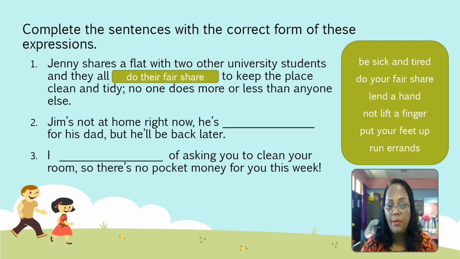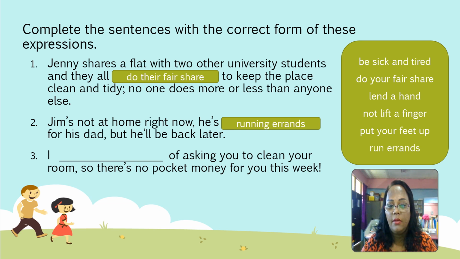Okay, so Jim's not at home right now. Okay, he's dash for his dad. So it will be in a continuous tense. So what do you think Jim is doing? Yes, he's running errands. So running, the verb is in continuous form. Okay? Alright, what about number 3?